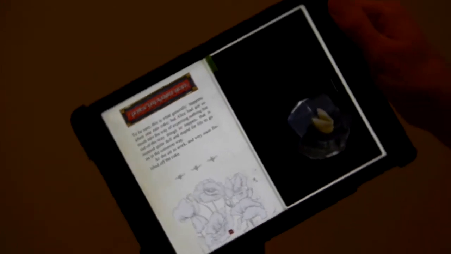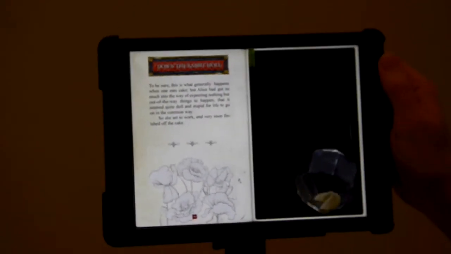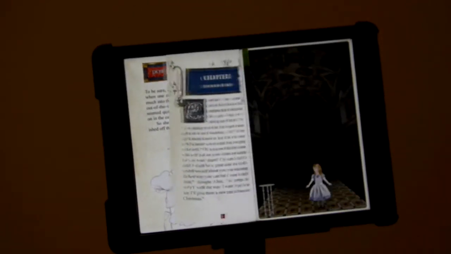But Alice had got so much into the way of expecting nothing but out of the way things to happen. Dull and stupid for life to go.